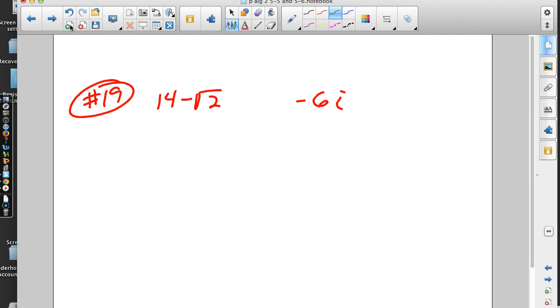So the first step is to recognize those cannot be the only two zeros. So if 14 minus 2, square root of 2 is there, what's the other one that is there? 14 plus the square root of 2. And if negative 6i is there, what else is there? Positive 6i. Now here's where it starts looking scary.